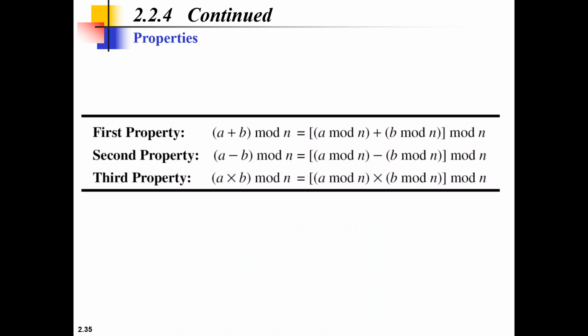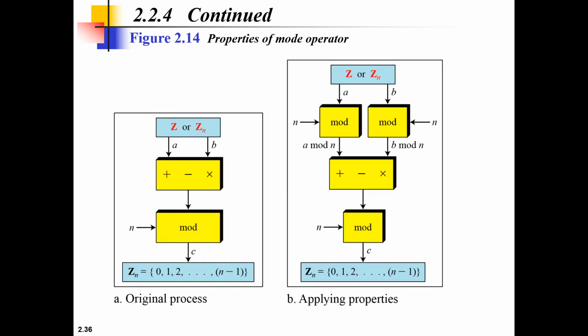So a few properties related to these operations. When I do (a plus b) mod n, it is nothing but a mod n plus b mod n, and overall the entire answer will be taken mod n. Similarly, (a minus b) mod n is a mod n minus b mod n, taken mod n again. A mod n multiplied by b mod n, and then mod n again. So I don't think these mathematical properties are difficult to understand.